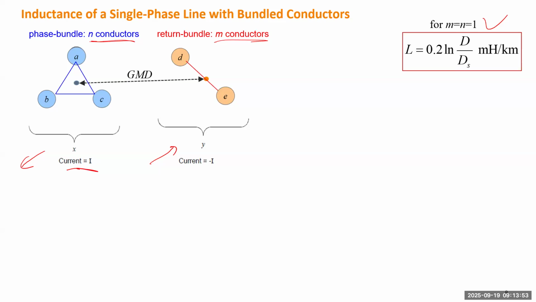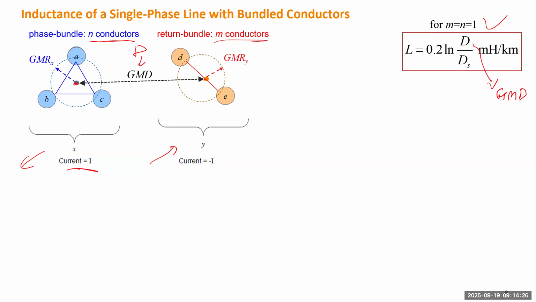So we need to extend this D to a more general D, which is the geometric mean distance. Geometric mean distance is like the average distance between the two groups of conductors. Assume each group has a fictitious center. If you measure the distance between those two centers, that will give you the GMD. So this is basically a generalization of the distance between two conductors.